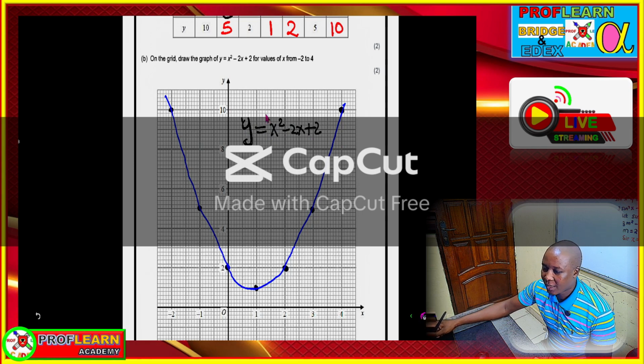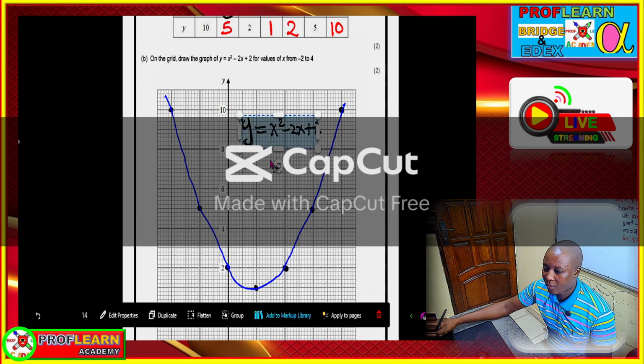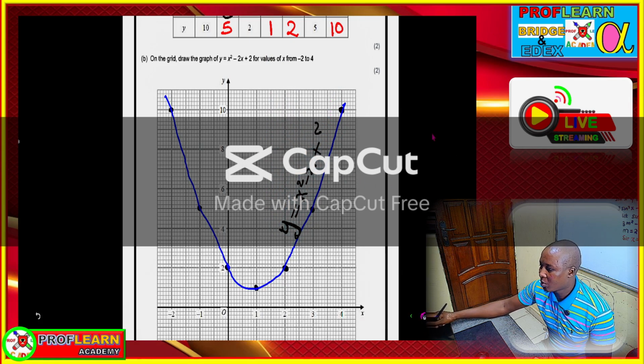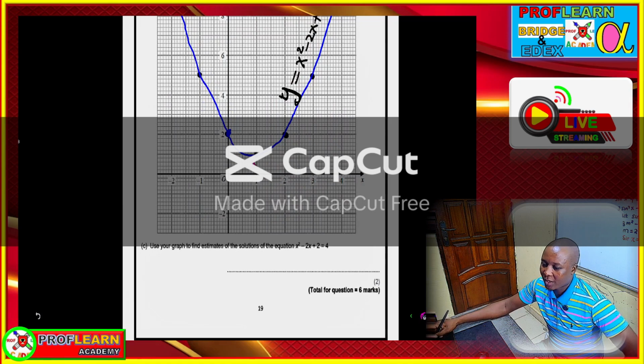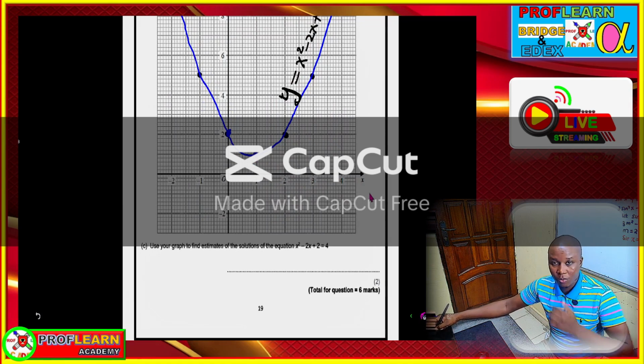So this graph that we have plotted here, you can see, is a graph that has a y-intercept of what? It has a y-intercept of 2. Sometimes you'll be asked to state intercepts. The intercept is where the graph cuts the y-axis, and also if you are asked the coordinates of the turning point, this is the point where we shall be able to state.